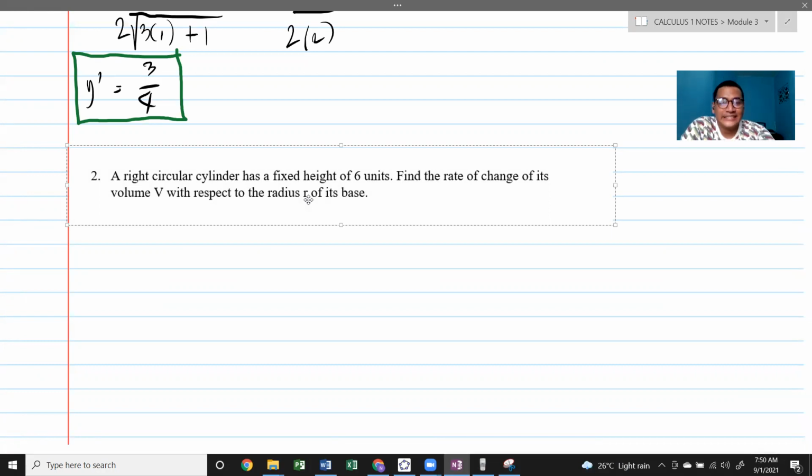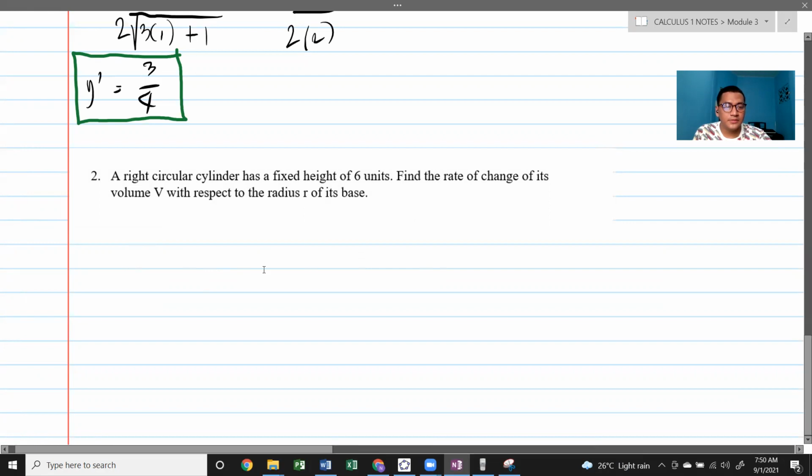A right circular cylinder has a fixed height of 6 units. Find the rate of change of its volume with respect to the radius of its base. Okay, so this is the application of a derivative rate of change. Now, let's begin.